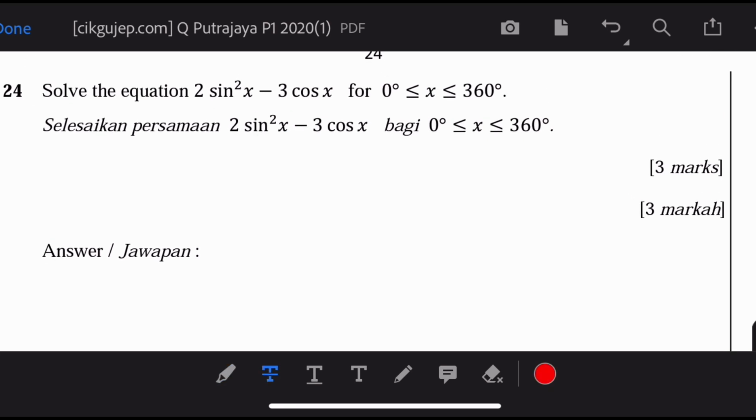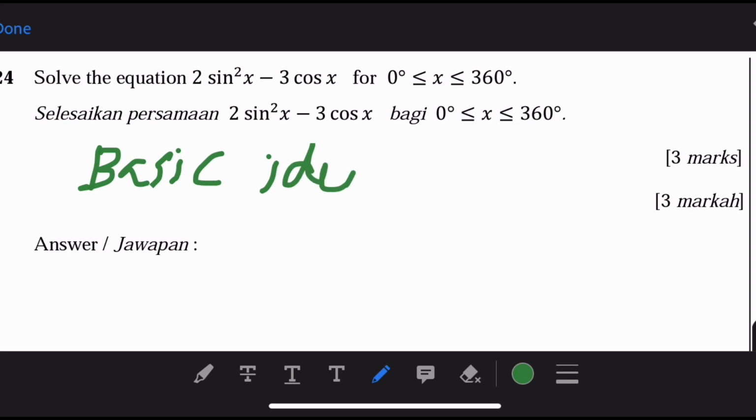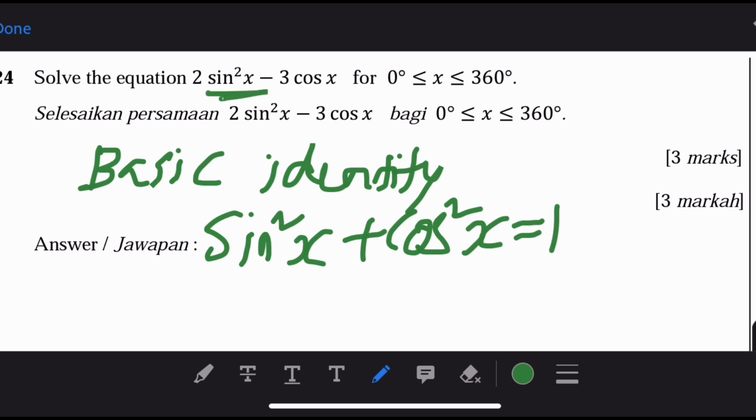Okay, question 24. Solve the equation. Oh, this is a trigo equation. 2 sine square x minus 3 cos x. Something is missing with the question. So I'm going to do a correction for the question before I can solve.